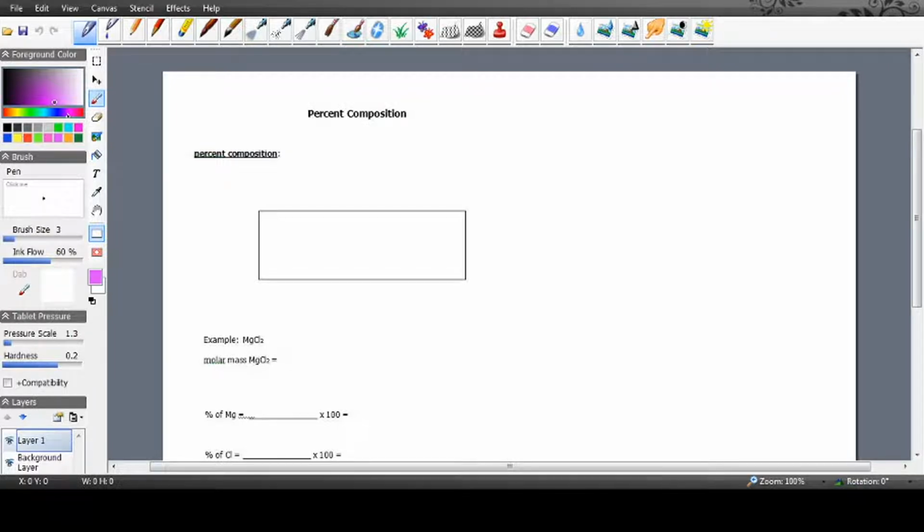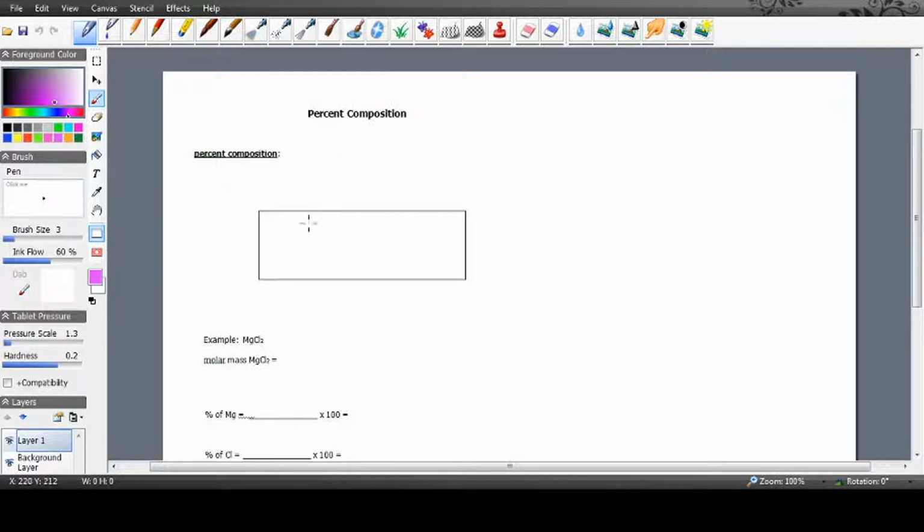Hey you guys, super easy lesson today on percent composition. We are talking about percent composition here in this unit because it has to do with the mole. You'll see why in our next lesson. But percent composition is very, very simple.